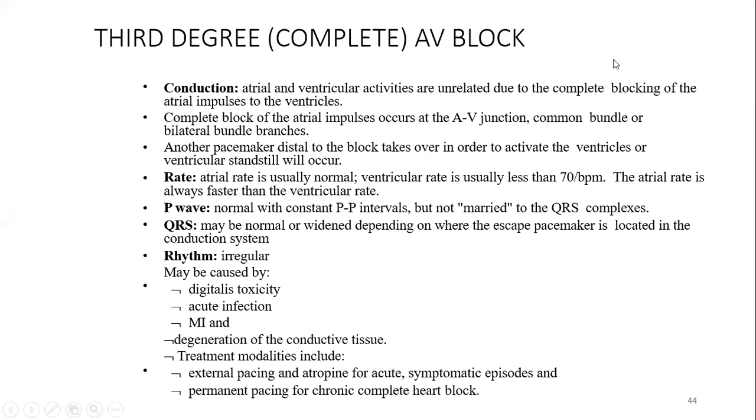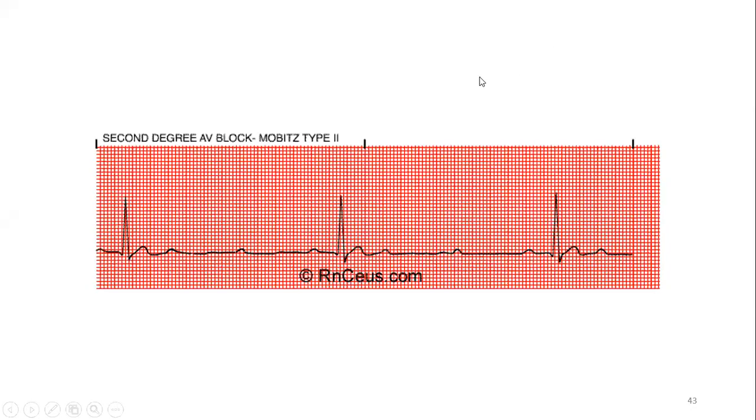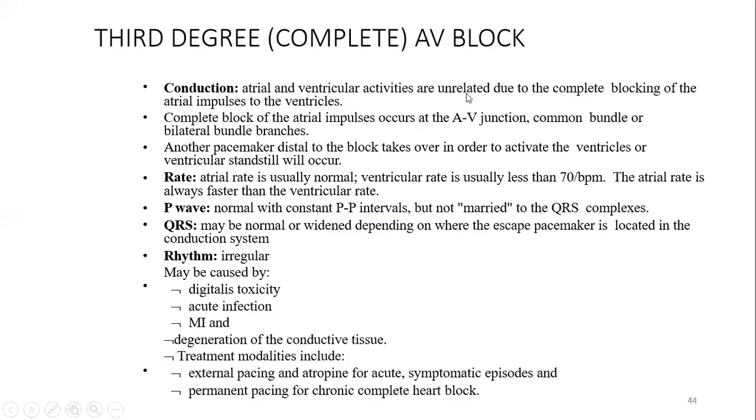Here, the atrial and the ventricular activities are unrelated due to complete blockage of the atrial impulses in the ventricles. So there's a complete block at the AV node. So the atria is contracting on its own, the ventricle is contracting on its own. Everybody is doing their own business independent of each other.